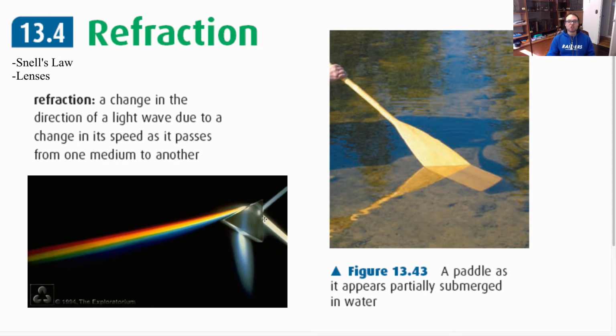Now, let's look at this second picture here. I have light shining into the prism, but then once it hits the prism, it turns into a rainbow, and the angle leaving the prism is different than the angle entering. Why is this? Well, all of this has to deal with an amazing phenomenon called refraction. So, what is refraction? Refraction is a change in the direction of a wave due to a change in its speed as it passes from one medium to another.